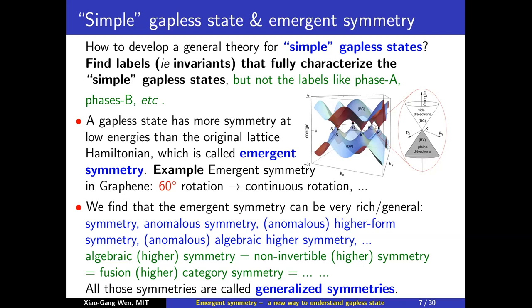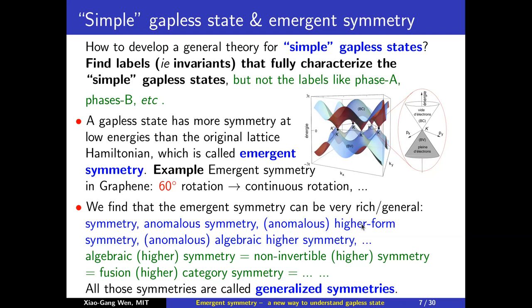So we have emergent symmetry, which is described by a bigger group. But sometimes emergent symmetry can be so-called anomalous symmetry, some more weird symmetry. I will mention a little bit of what anomalous symmetry is later. And it also can be a so-called higher form of symmetry.